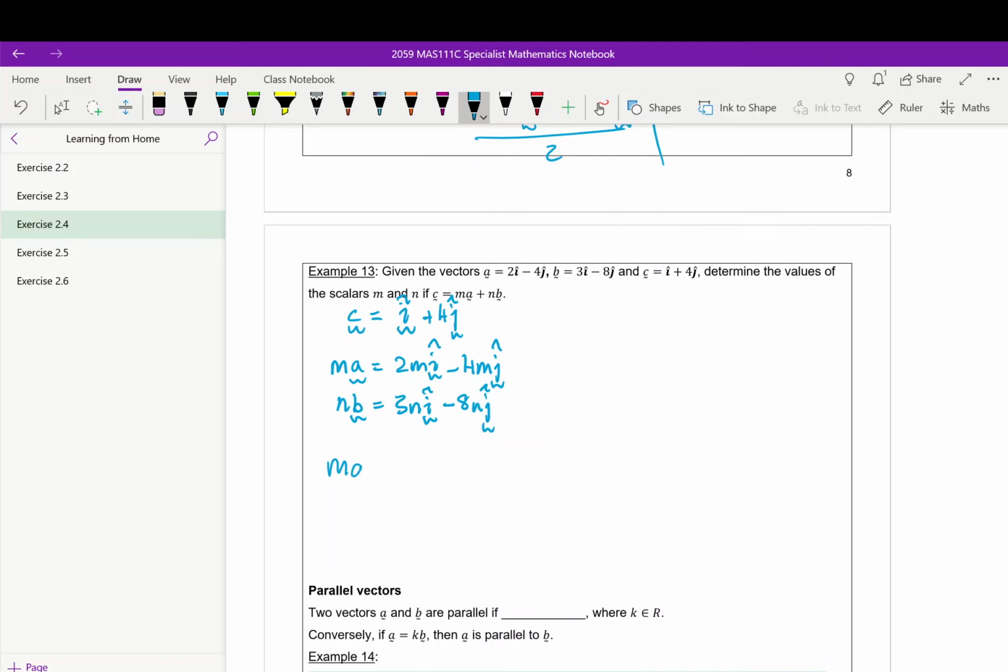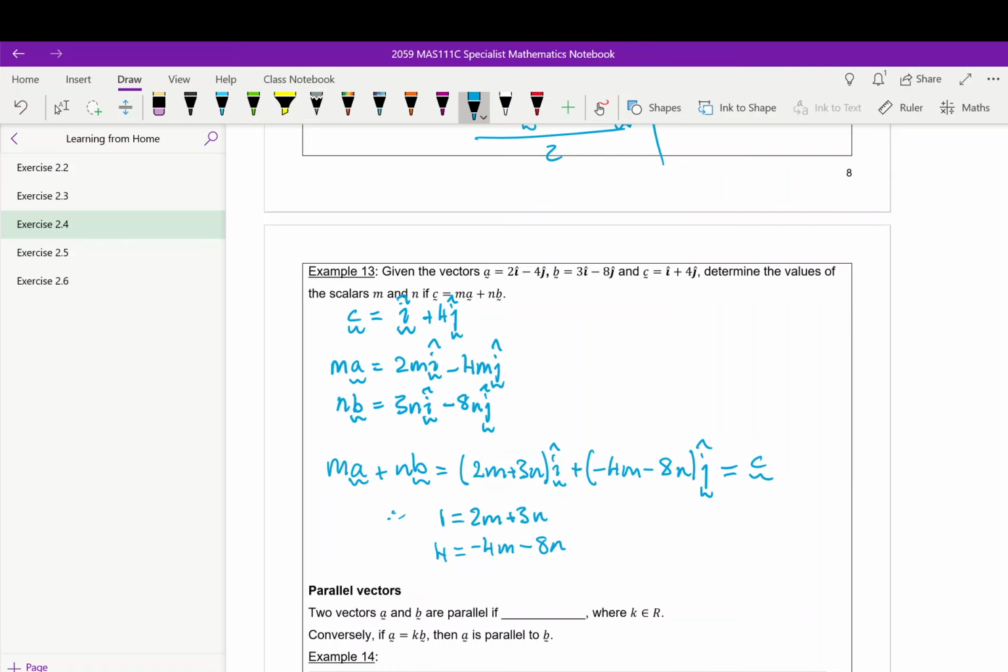So mA plus nB is going to give us an i component of 2m plus 3n and a j component of negative 4m minus 8n. Well, what do we know? We know that this is equal to C. Therefore, 1 equals 2m plus 3n, and 4 equals negative 4m take 8n.